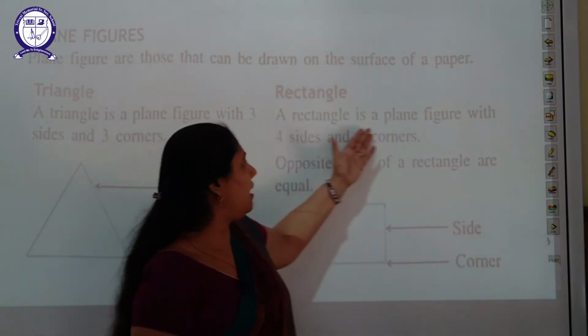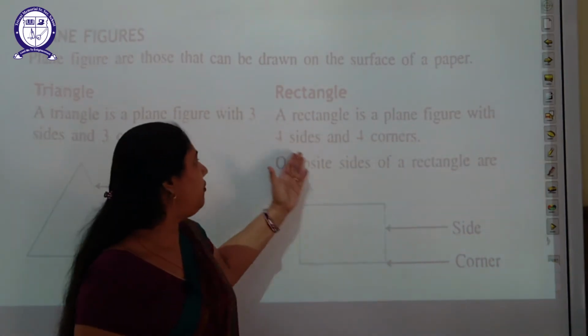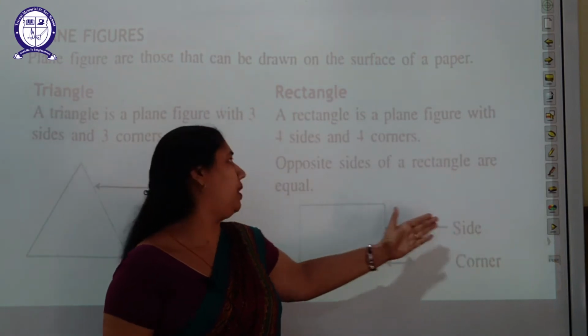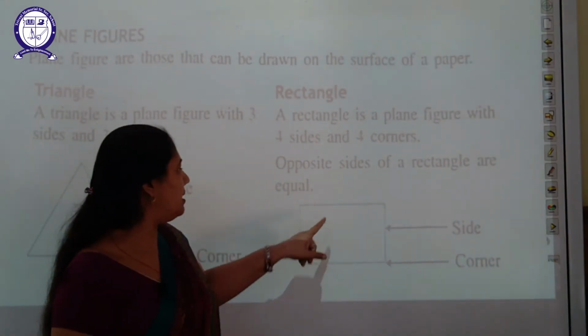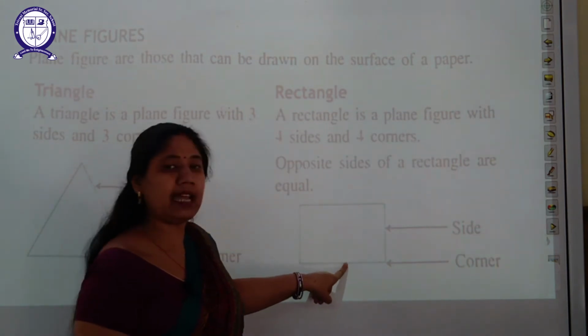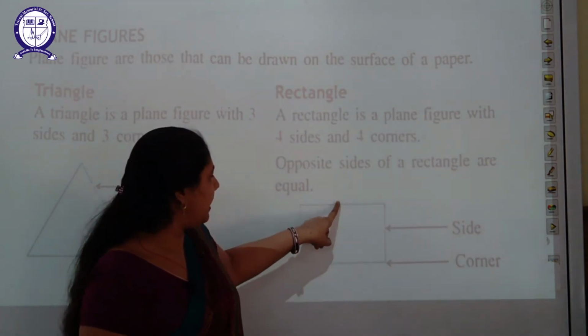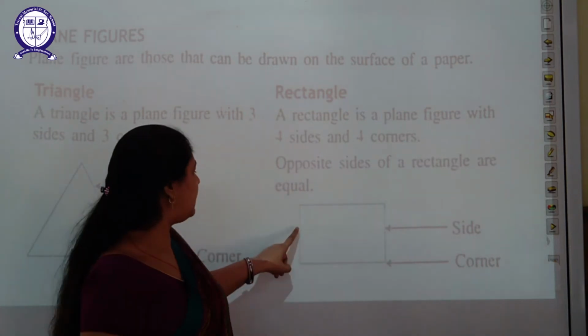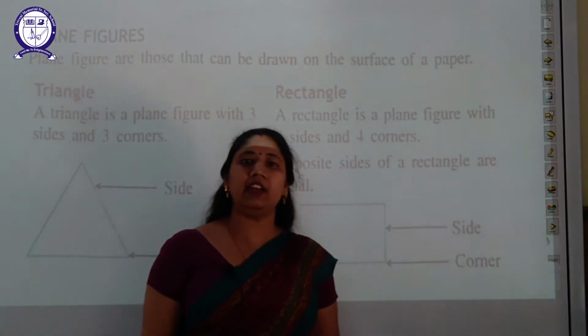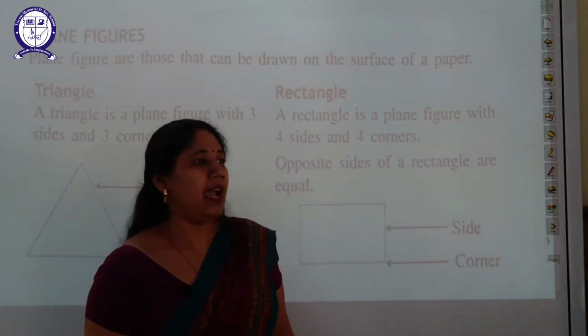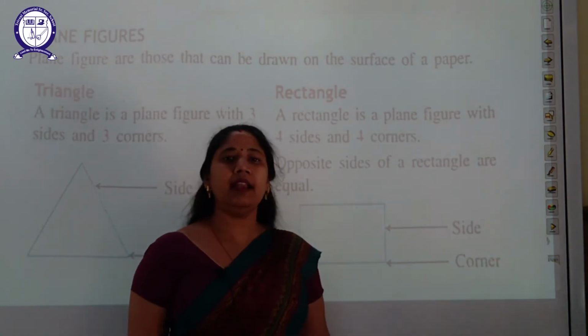Rectangle. A rectangle is a plane figure with 4 sides and 4 corners. Opposite sides of the rectangle are equal. So these are the opposite sides. This side is equal to this side and this side is equal to this side. Okay. So how many sides are there? There are 4 sides and opposite sides are equal.